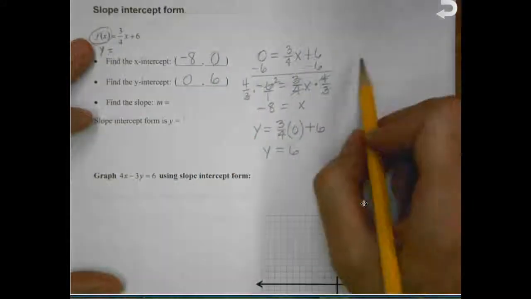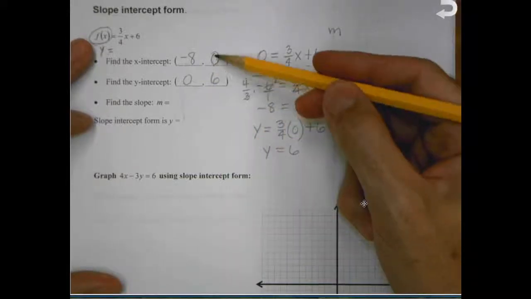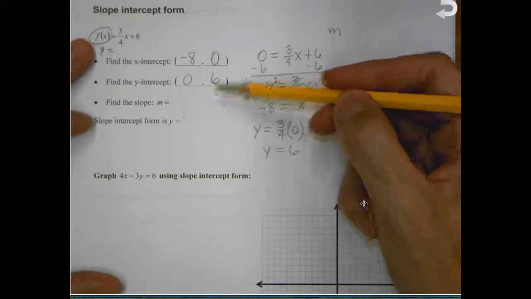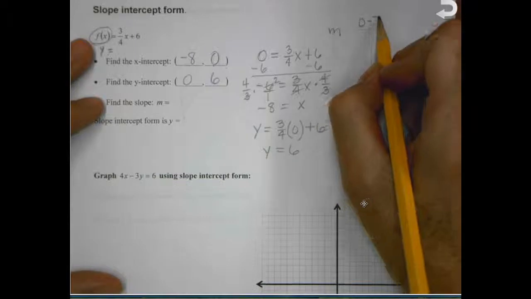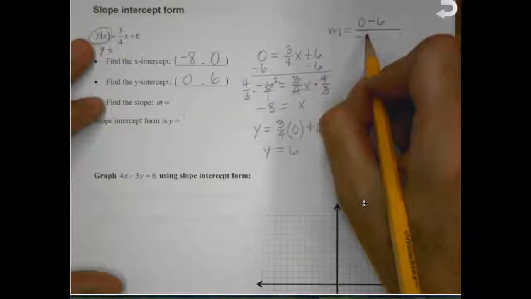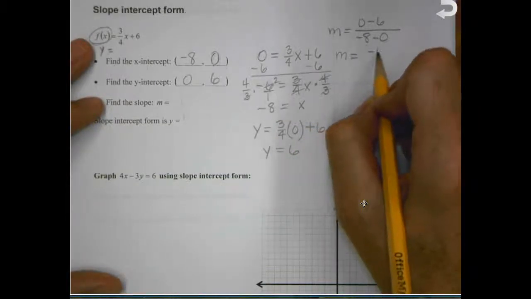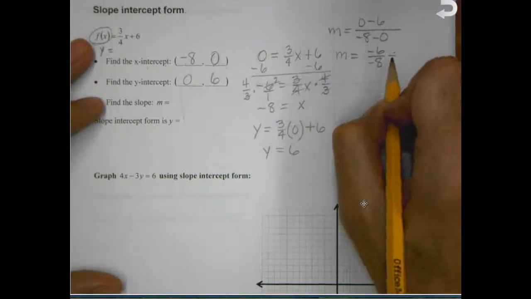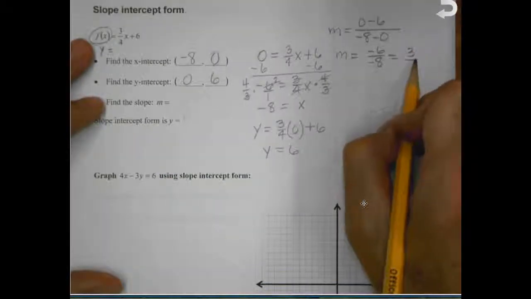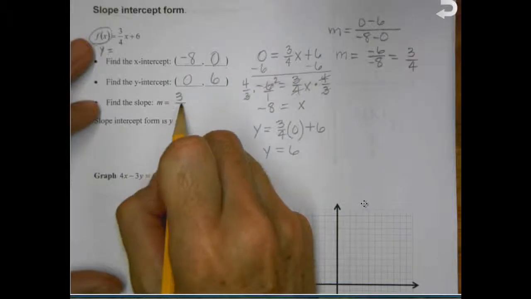Now if I try to find the slope, I can use this vertical format and do 0 minus 6, always the y parts first, and then the x parts, negative 8 minus 0. So I end up with negative 6 over negative 8, which simplifies to 3/4, a positive. So my slope is 3/4.